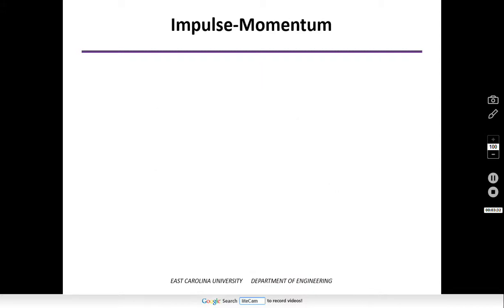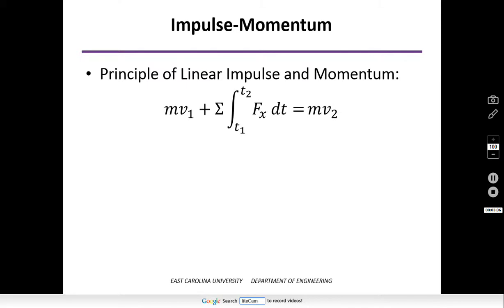Now we can actually use impulse and momentum. The principle is this. We're only interested in linear motion here, and only in the x direction. So the initial mass times velocity is equal to the final mass times velocity, but we have to add the impulse, the sum of the impulses of any forces that are acting on the ball.